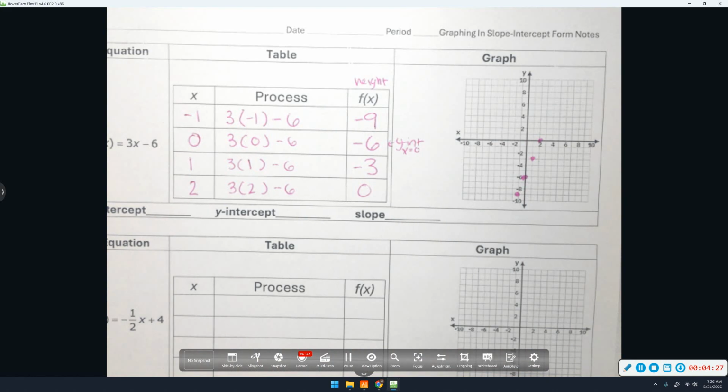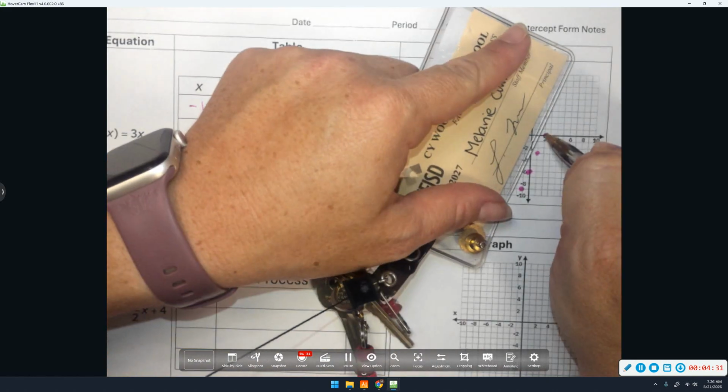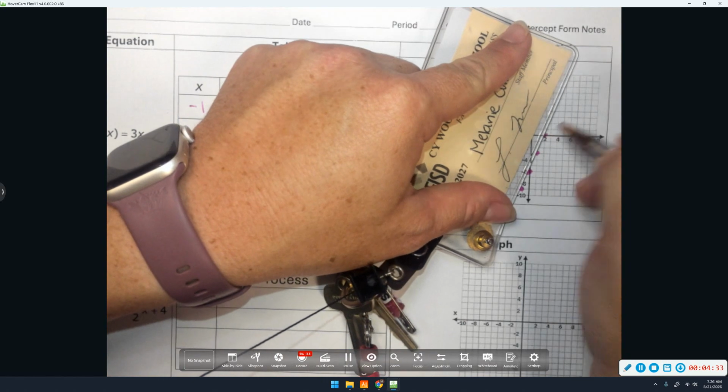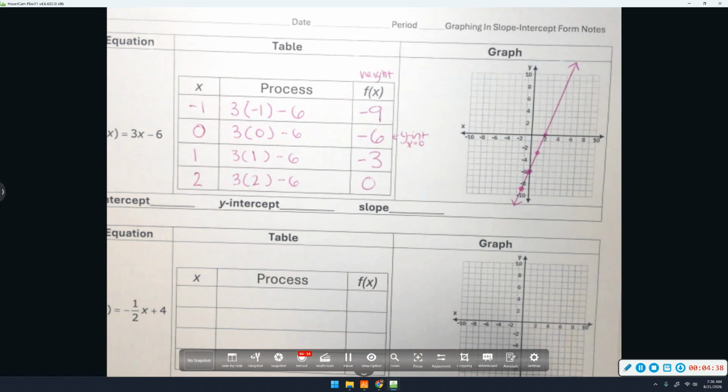Your ID badge makes a really nice straight edge. So we're gonna draw our line.